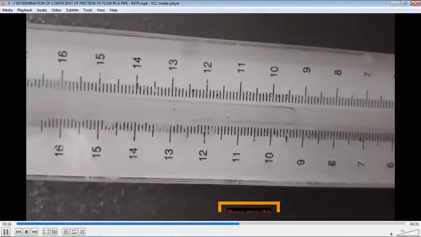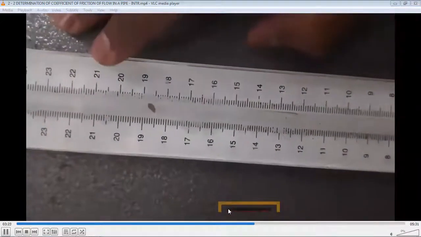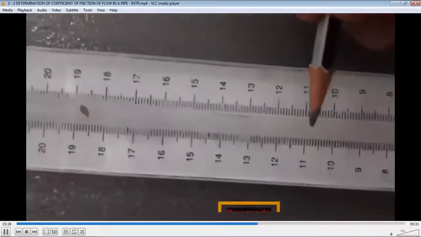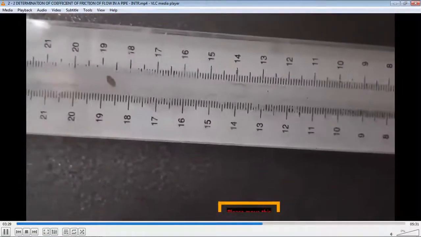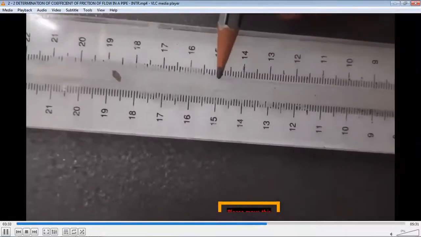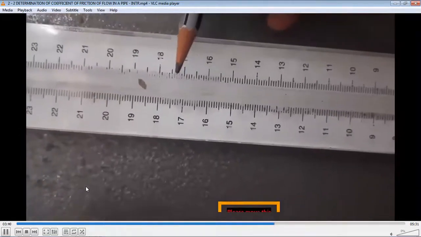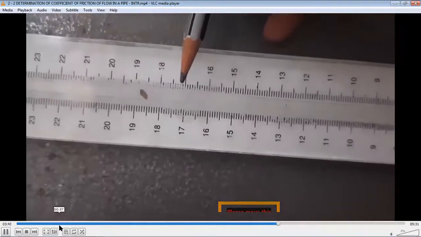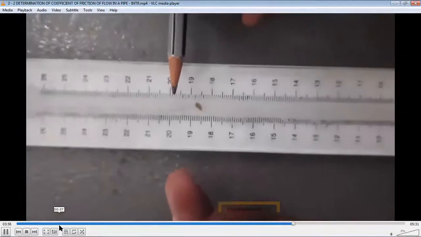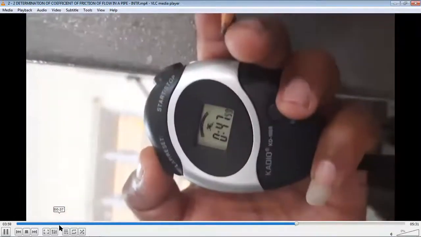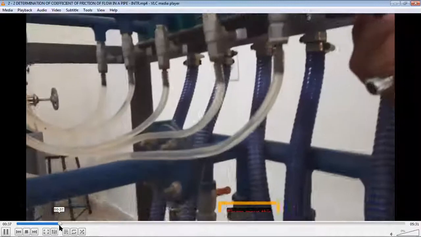We will take, see, now the water is rising. We will note down for 10 centimeter height how much time is taken. For 10 centimeter height of water rising in the measuring tank or collecting tank, note down the time taken. Here is the stopwatch. When it comes to 20, we note that down, and I note down the value also. That is the time taken.